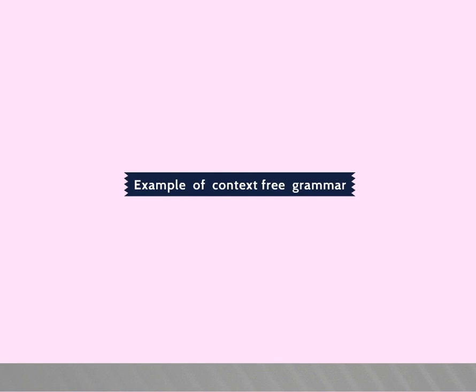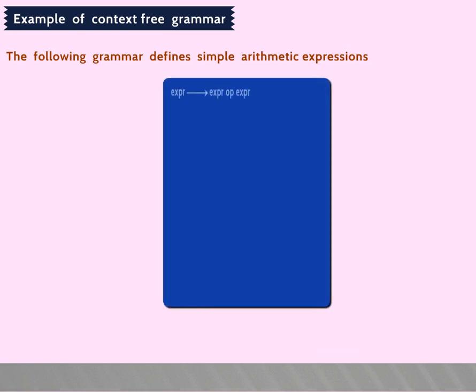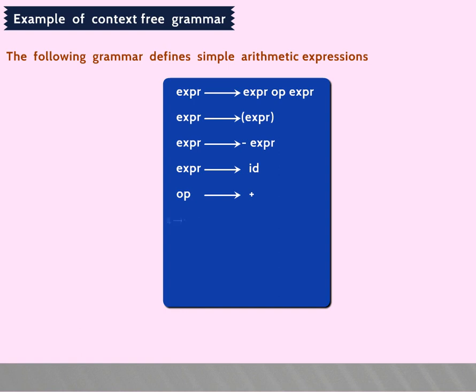Example of context-free grammar. The following grammar defines simple arithmetic expressions. EXPR produces EXPR op EXPR. EXPR produces (EXPR). EXPR produces minus EXPR. EXPR produces ID. Op produces plus. Op produces minus. Op produces multiplication. Op produces slash. Op produces higher precedence (exponent).